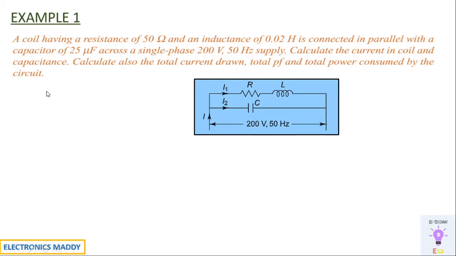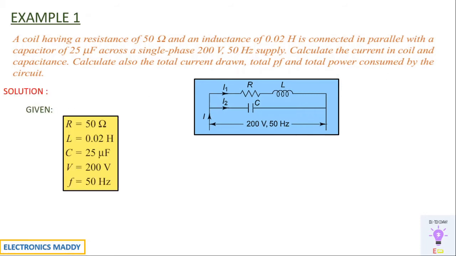So we will be going step by step. The first step is to write the given data, whatever is given. Once that is done, step 1 is to determine the current in the coil and capacitor. We'll be finding the value of I1 and I2. For finding that, we need to know the impedance offered with this path and the impedance offered with respect to this path. So how do we find that?